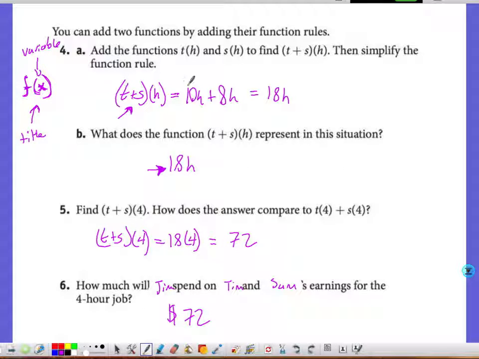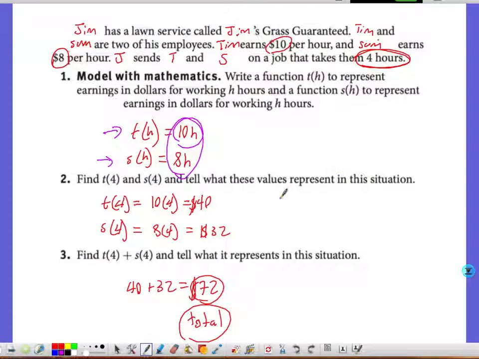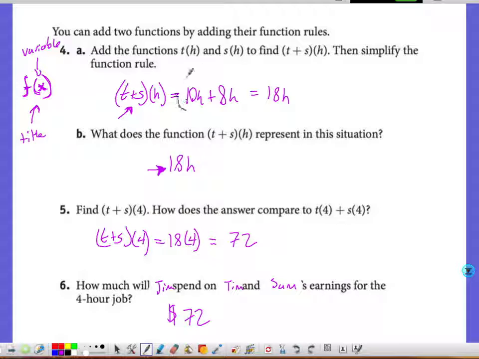So as you can see, the first thing that we just did is we added functions together. And it turns out it's actually pretty simple. All you have to do is combine like terms, basically.